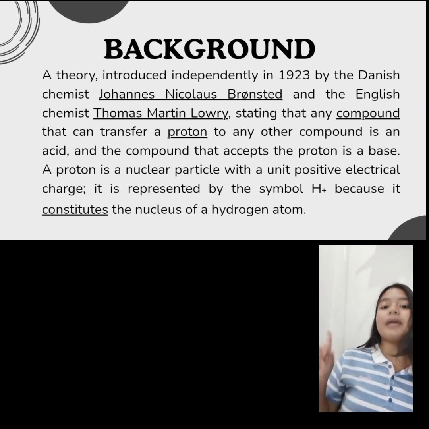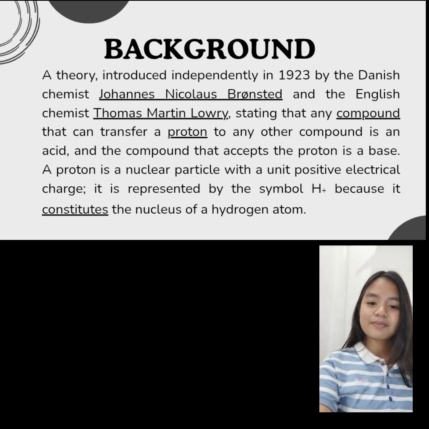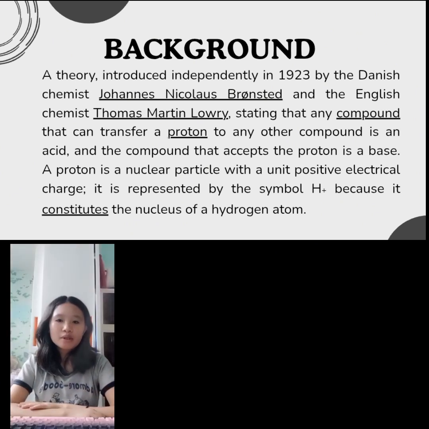The Brønsted-Lowry theory was introduced in 1923 by two chemists, Johannes Nicholas Brønsted from Denmark and Thomas Martin Lowry from England. They proposed that any compound capable of transferring a proton to another compound acts as an acid, while the compound that accepts the proton acts as a base.